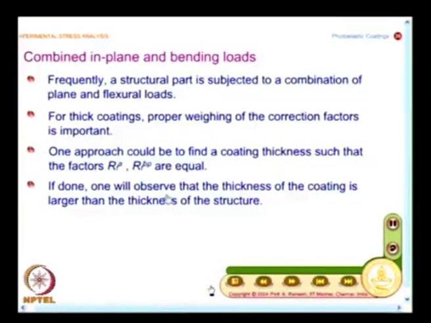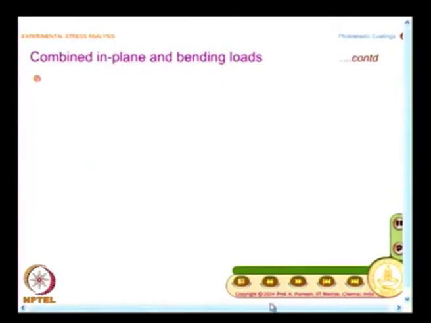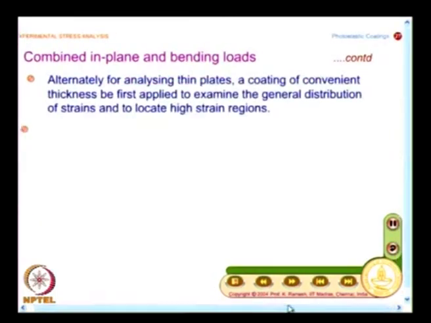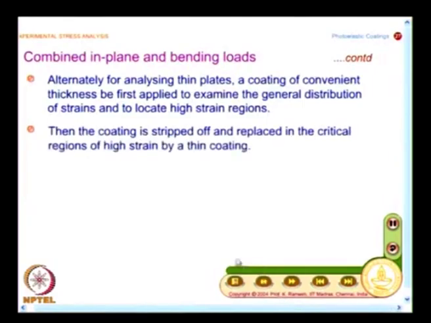But from an academic point of view, you should also look at it holistically, at what all the variations possible are. So, when I make RFA equal to RFBP, I will have a thickness of the coating larger than the thickness of the structure, which is obviously not desirable. That is what is implied here. And this is what I have been saying off and on.